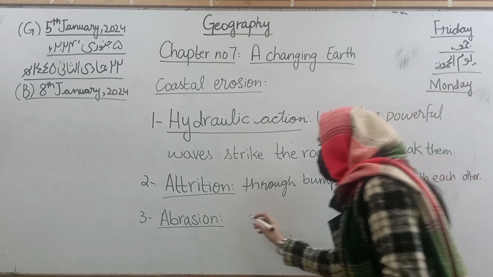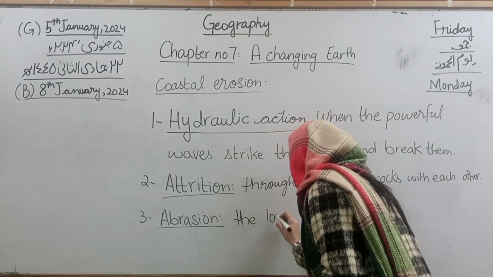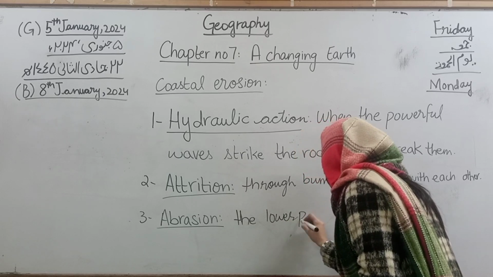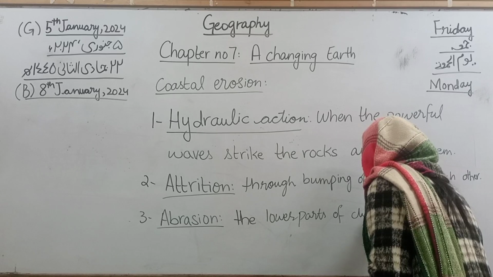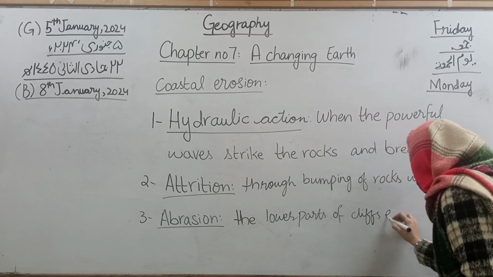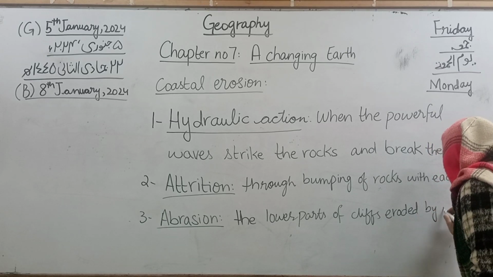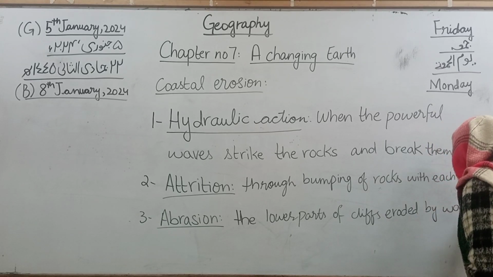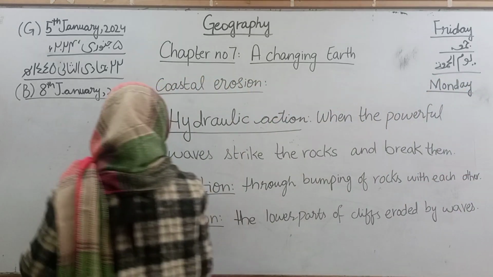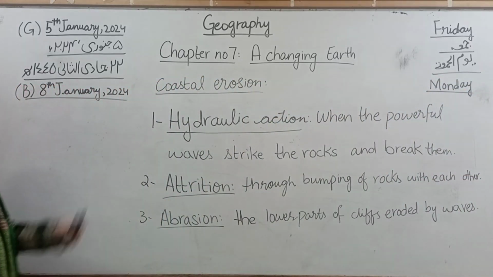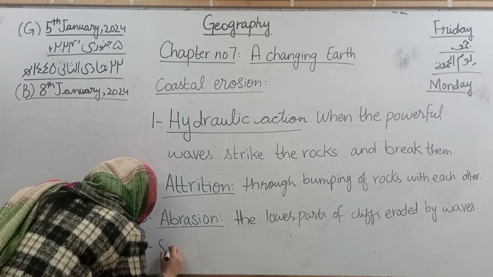So the lower parts of cliffs are eroded by waves. What is the next way by which coastal erosion occurs? This one is solution. Good.